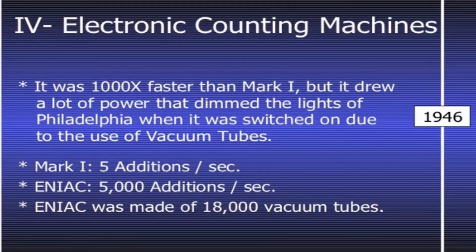In ENIAC, vacuum tubes or valves were used as electronic circuits. It was a huge computer which used 18,000 vacuum tubes and 6,000 cables. It weighed about 30 tons, occupied a very large hall, and consumed about 150,000 watts of electricity. With the creation of ENIAC, the first electronic computer was born. ENIAC was a thousand times faster than Mark I, but it drew so much power that it dimmed the lights of Philadelphia when it was switched on, due to the use of vacuum tubes.